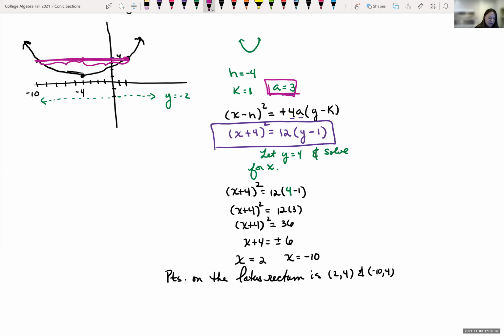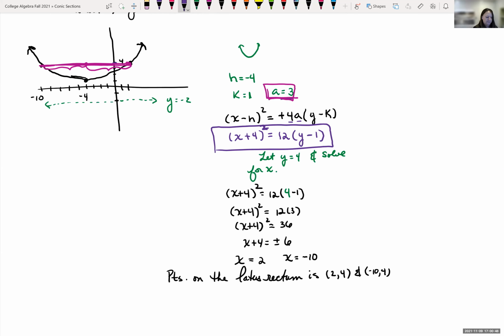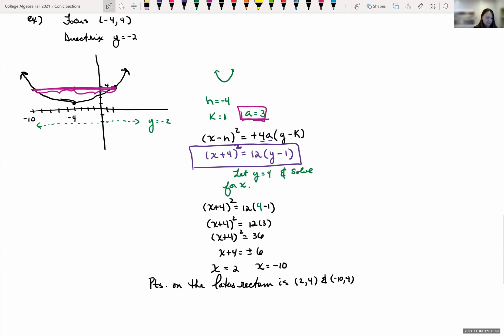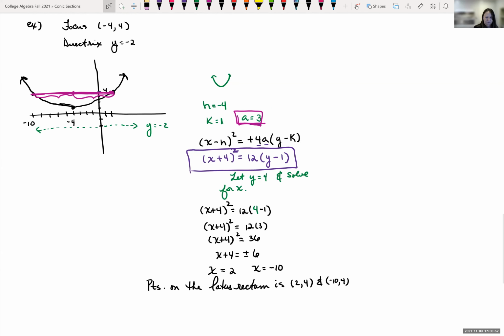But we found the equation and we found those points on the latus rectum, and we were able to graph this, given just the focus and the directrix of that parabola. Okay, so this is the section on parabolas in our textbook in chapter 11.2. So let's take a break and then we'll come back and look at ellipses.